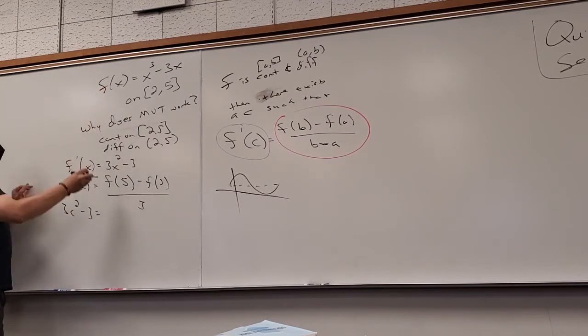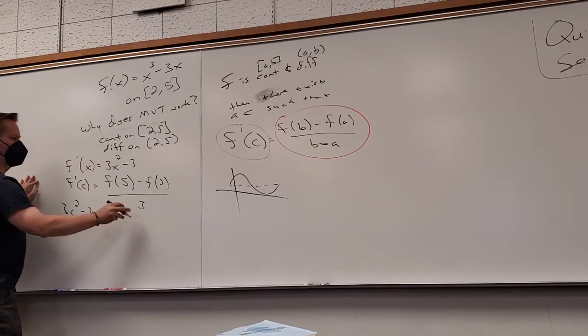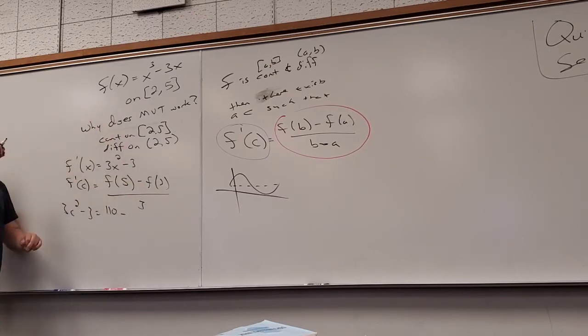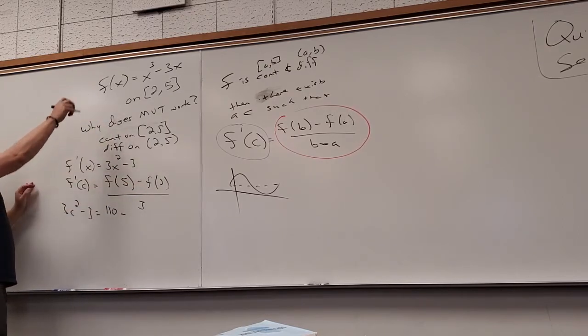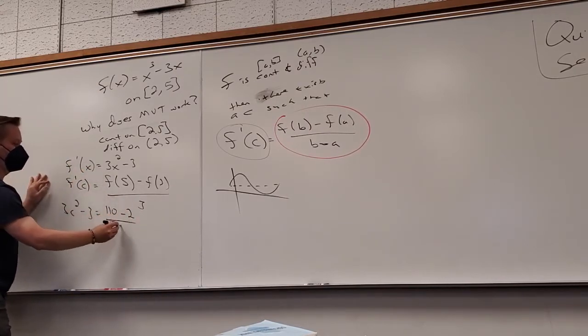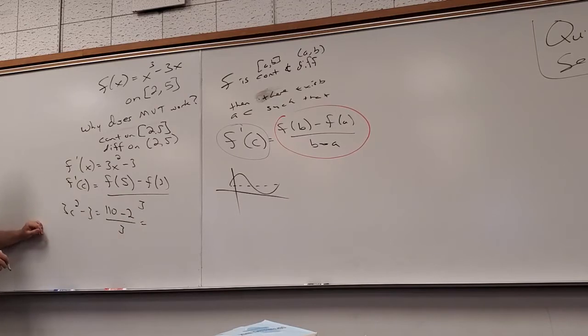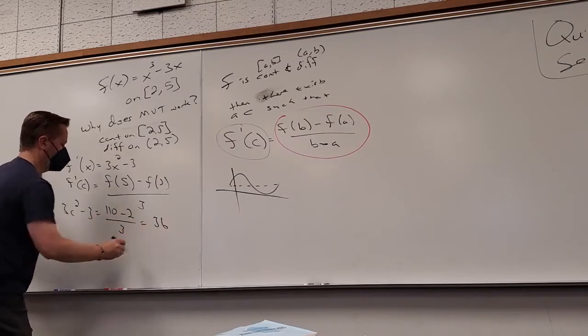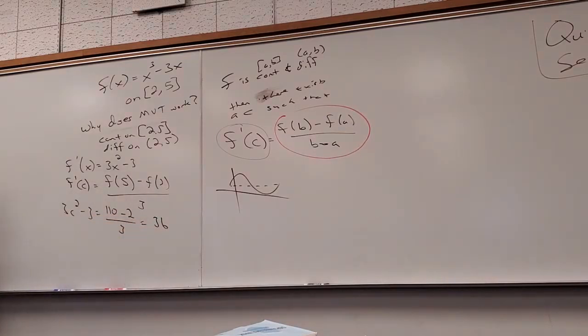So 110. And then what's f of 2? 8 minus 6, which is 2. Over 3. 108 divided by 3, that goes in. That's nice. That actually goes in. 36. Okay, that's nice. That's way nicer than I thought.